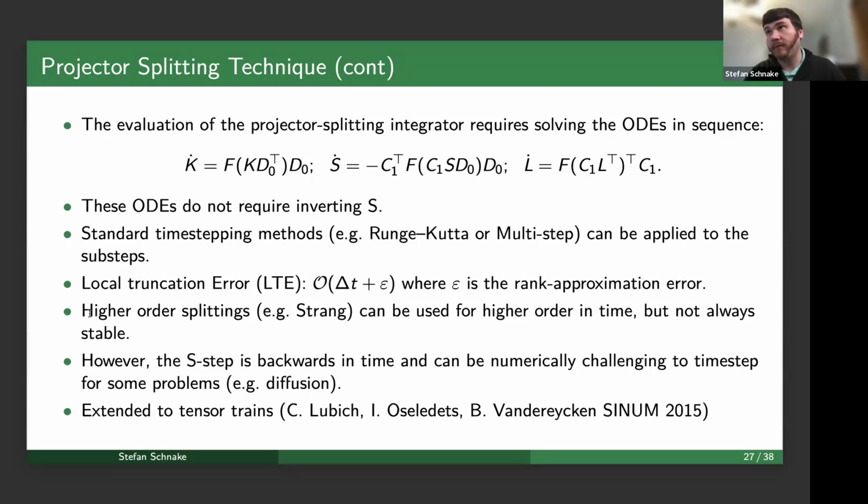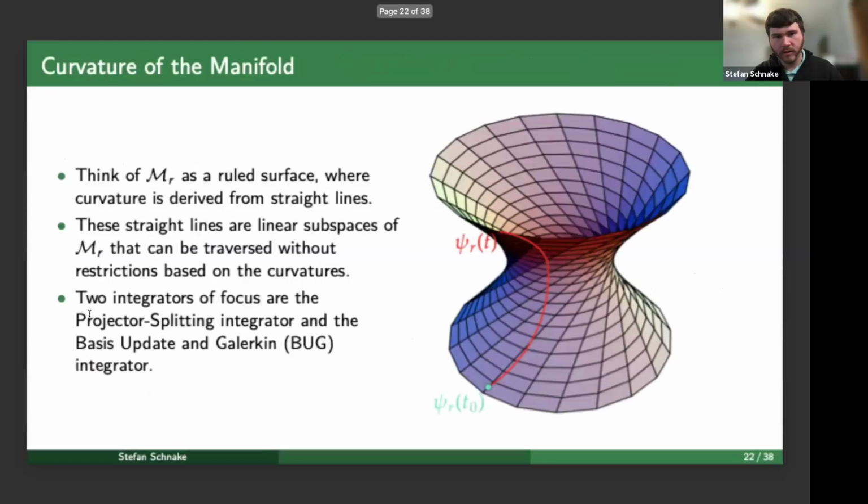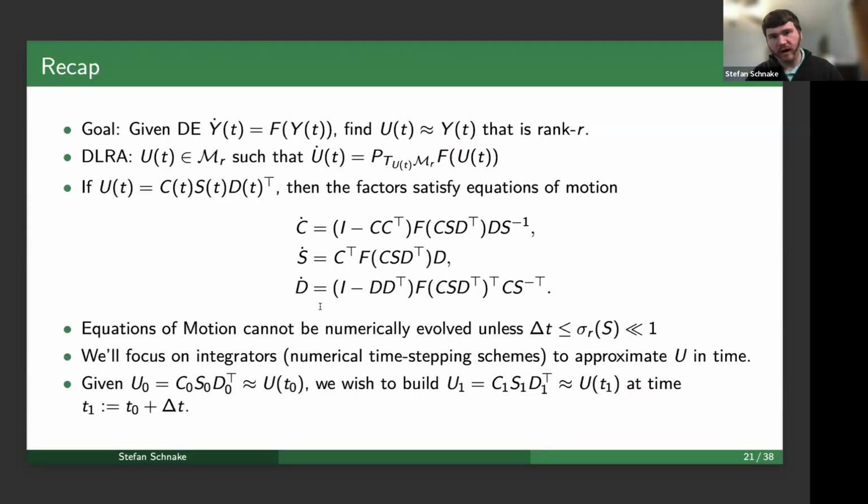So no, these are decoupled now. If you were to evolve the equations of motion, you do have a time step restriction essentially based on the smallest singular value. But in the projector splitting, this is purely just a consistency error term. There is no restriction on delta t via the singular values of S. We've gotten rid of that.